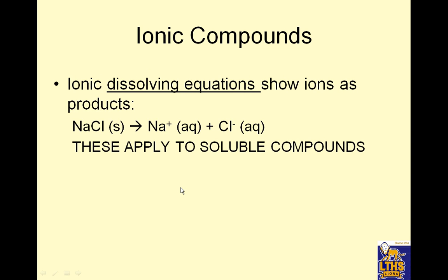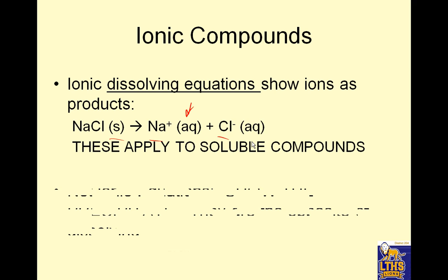Ionic compounds have what are called dissolving equations, and they show the ions as products. We start with solid sodium chloride. It dissolves, aqueous, surrounded by water, but notice it breaks into two pieces, into the ions. That's different than those molecular compounds. They stay together but get surrounded. All soluble ionic compounds break up into their ions.